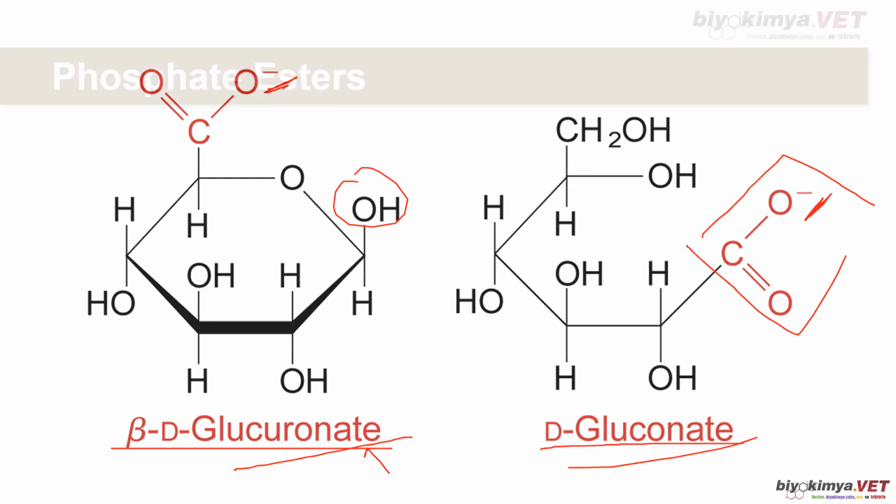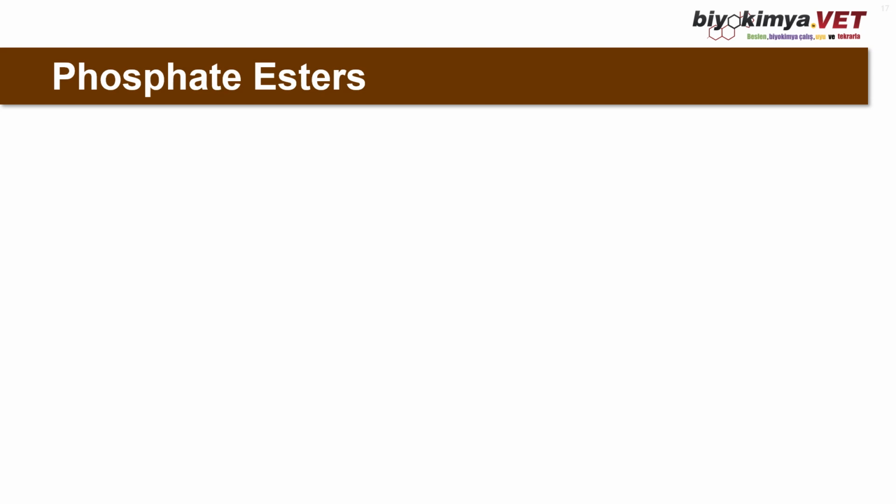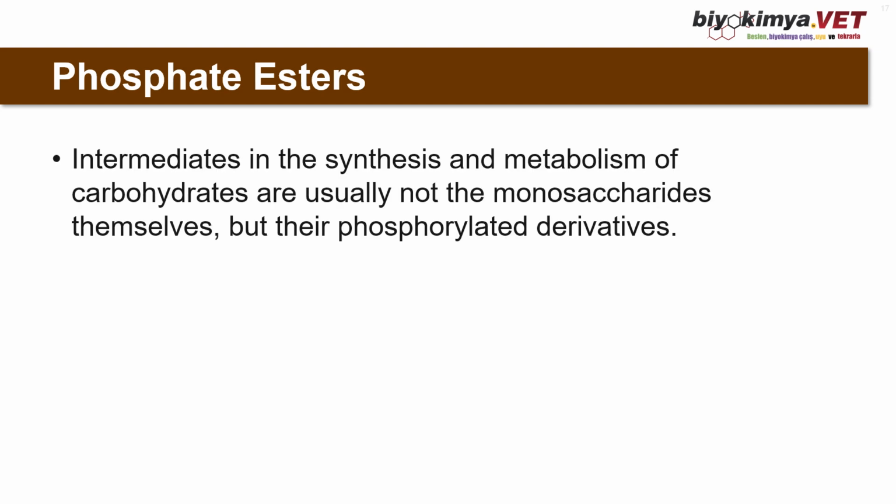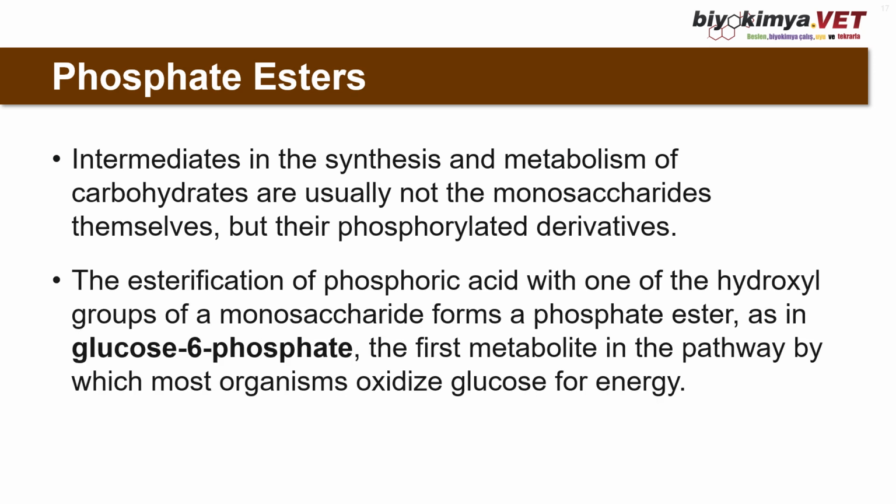And phosphate esters. Intermediates in the synthesis and metabolism of carbohydrates are usually not the monosaccharides themselves, but their phosphorylated derivatives. The esterification of phosphoric acid with one of the hydroxyl groups of a monosaccharide forms a phosphate ester, as in glucose 6-phosphate, the first metabolite in the pathway by which most microorganisms oxidize glucose for energy. Sugar phosphates are relatively stable at neutral pH and they carry a negative charge.